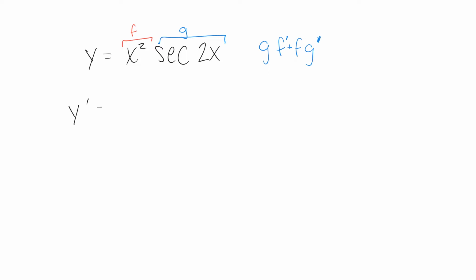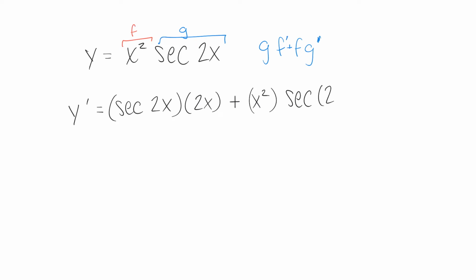All right, so y prime equals g, secant 2x, times f prime. The derivative of f is 2x. Okay, cool, good, we got it. Plus f, x squared. Okay. G prime, the derivative of secant 2x is secant 2x times tan 2x. And now, chain rule, we need to take the derivative of 2x, which is 2. Okay. Clean this guy up.